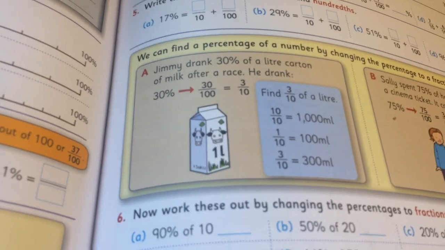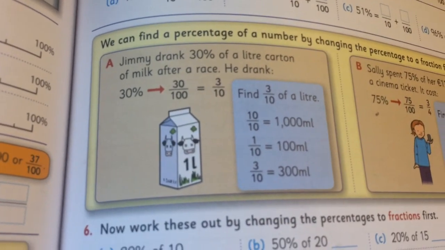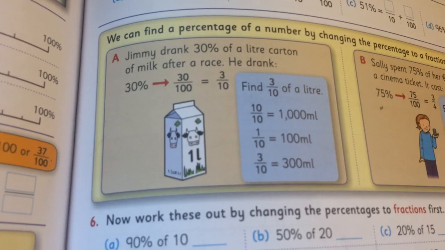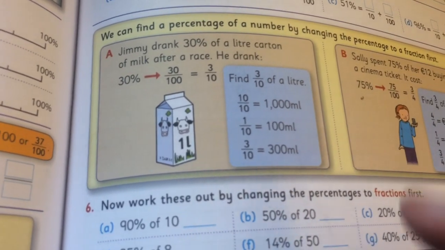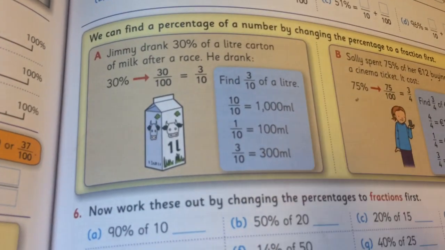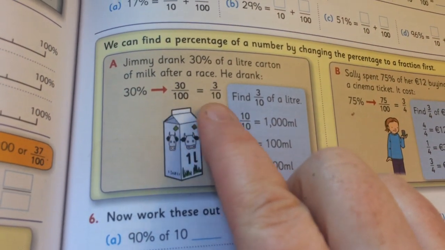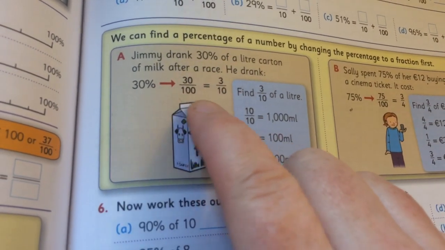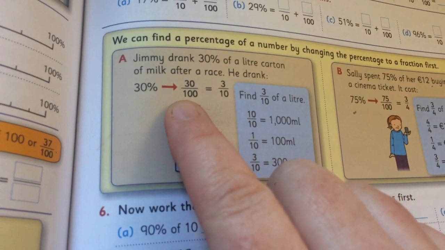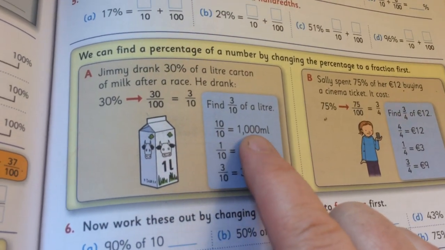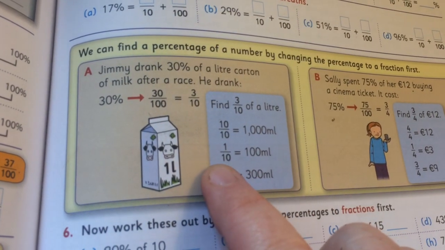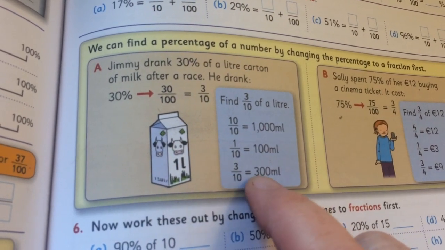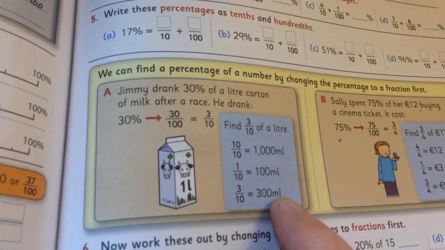Let's look at the sample. Jimmy drank 30% of the litre carton of milk after a race. So he drank 30%, which we know is equal to 30 over 100, and it's also equal to 3/10. We can break those into different kinds of fractions. 10/10 is equal to 1,000 millilitres. 1/10 would be 100 millilitres. So 3/10 is equal to 300 millilitres.